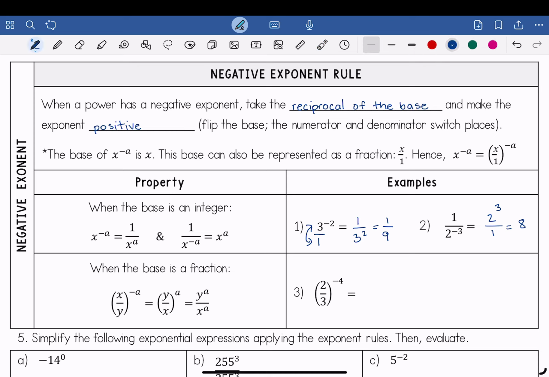So we're going to switch places 2 and the 3. So the numerator now is 3, the denominator is 2, to the power of the positive exponent of 4. Now we will distribute the power to the quotient. So it is 3 to the power of 4 over 2 to the power of 4, which is equal to 3 to the power of 4 is 81 over 2 to the power of 4 is 16.